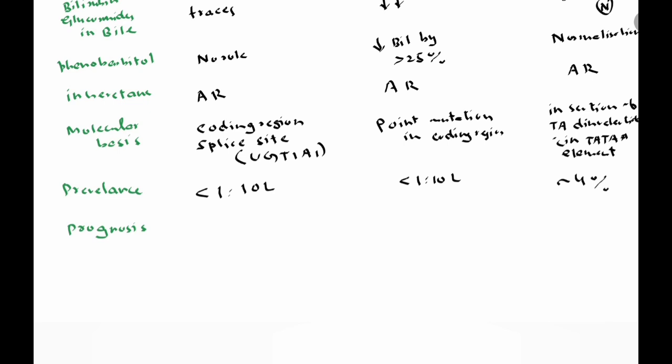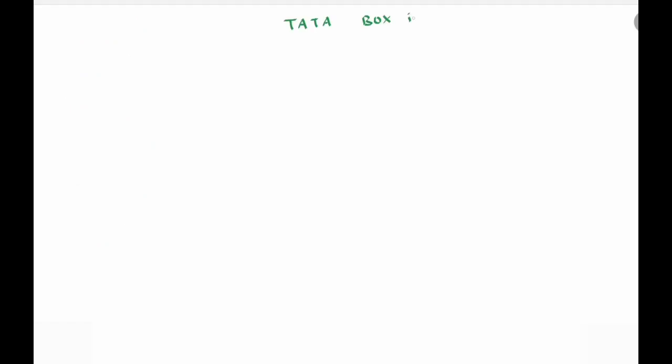Kernicterus is very common in type 1, while kernicterus is uncommon in type 2. In Gilbert syndrome, prognosis is very good, except there may be toxicity of some drugs. Now coming to TATA box in Gilbert syndrome. What is the significance of TATA box in Gilbert syndrome?